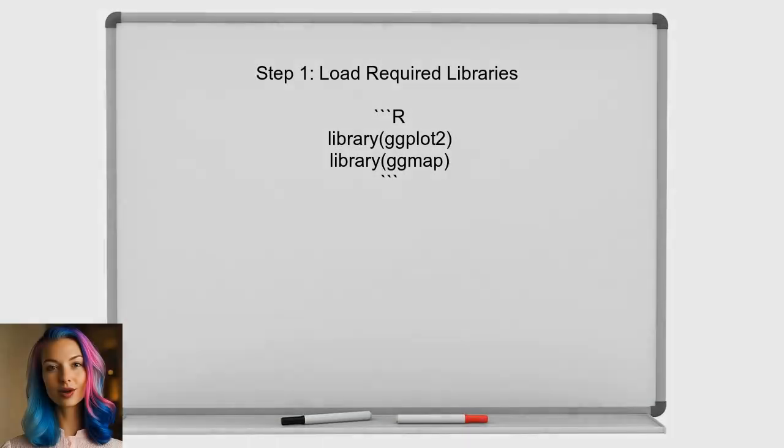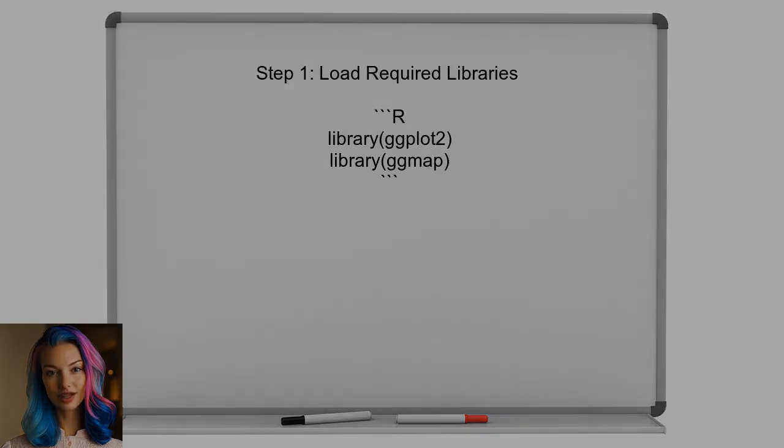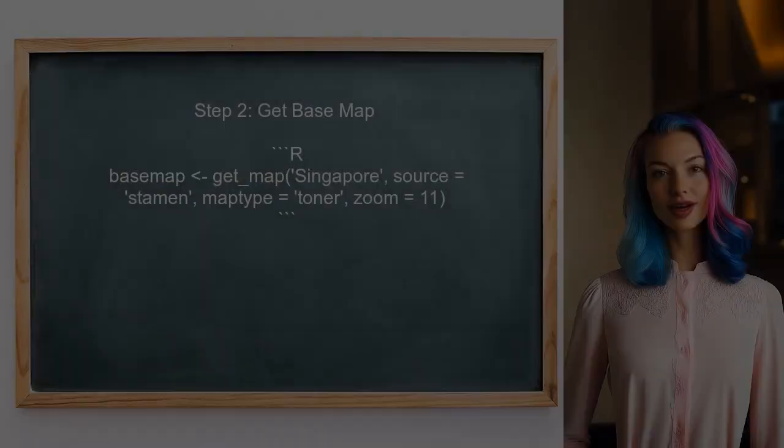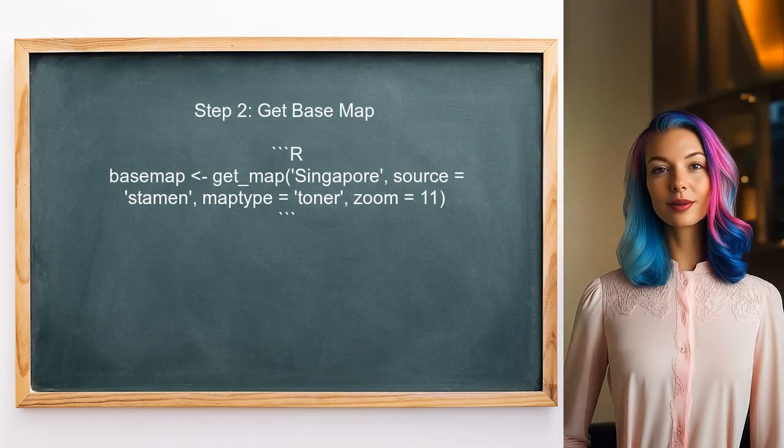To begin creating the flow map, the user should first load the necessary libraries in R. This includes ggplot2 for plotting and ggmap for handling maps. Next, the user needs to obtain a base map for the area of interest. In this case, we will use Singapore as an example. The user can do this by using the getMap function.